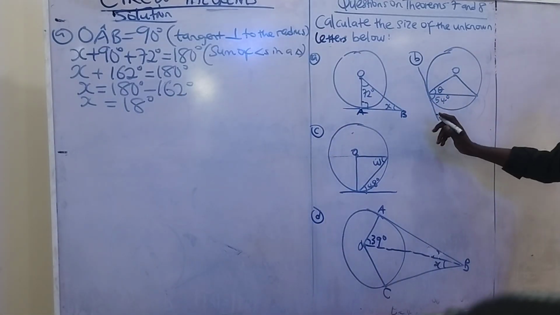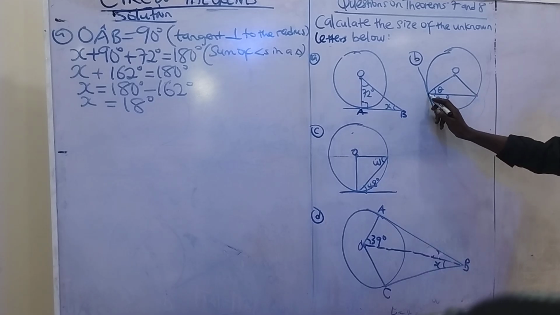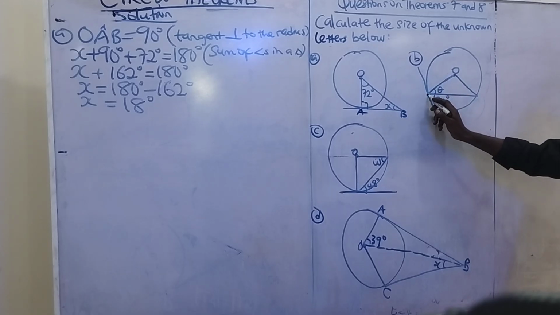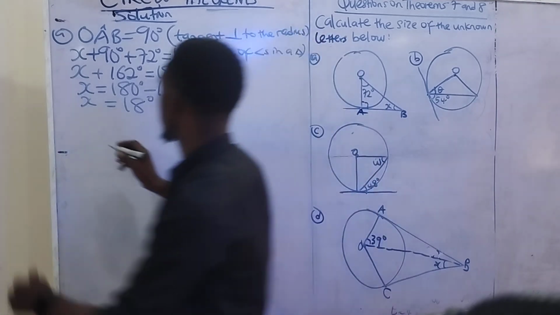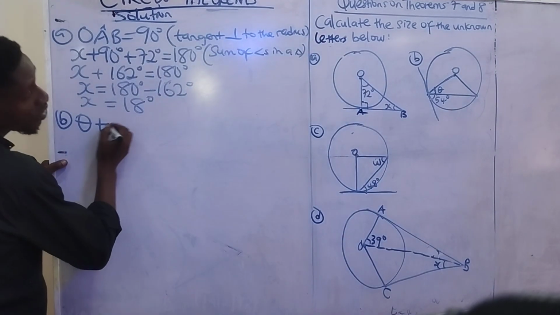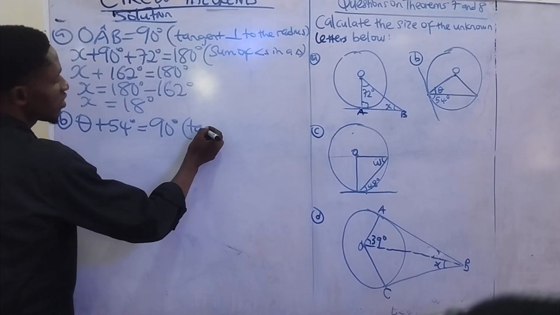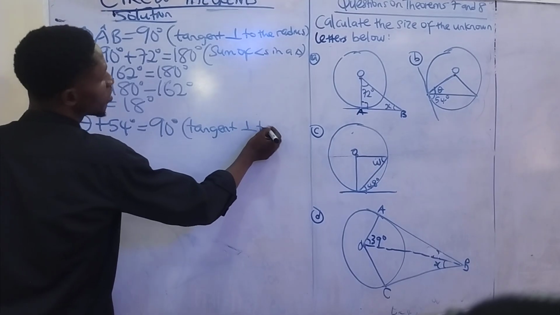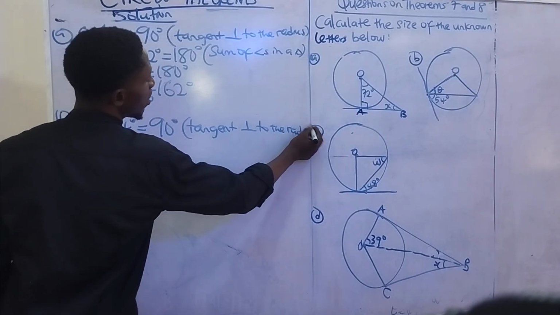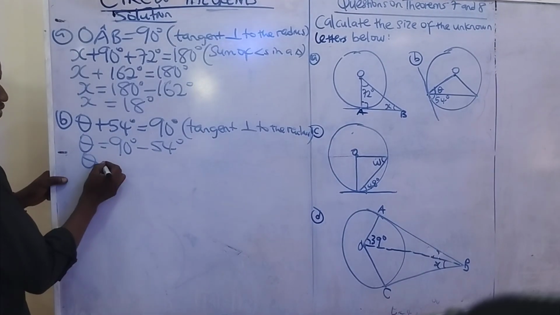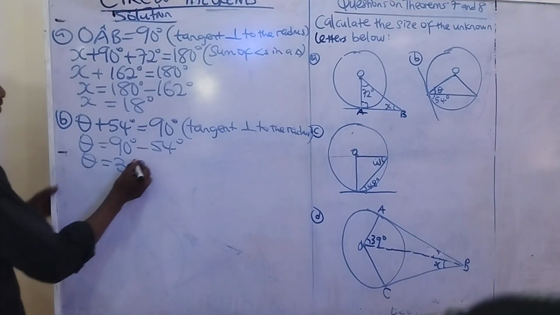Going to B. So let's look at this critically. We have a target here. We have a radius. Any line from the center to the circumference is the radius. So from here to here is 90. Look at it. From here to here is 90. So we have theta plus 54 degrees is equal to 90 degrees. The tangent is perpendicular to the radius at the point of contact. So theta is equal to 90 minus 54 degrees. Theta is equal to what? 36 degrees.